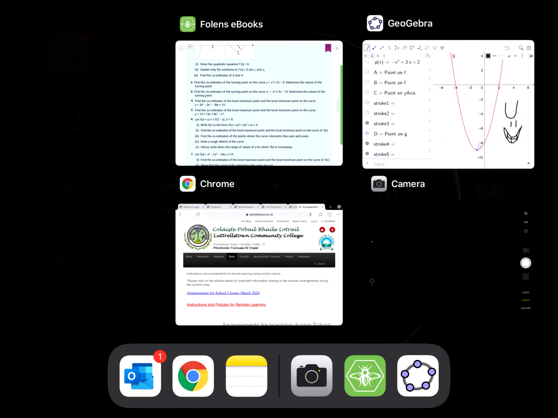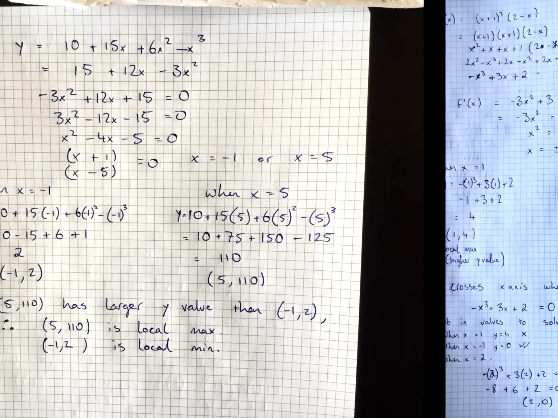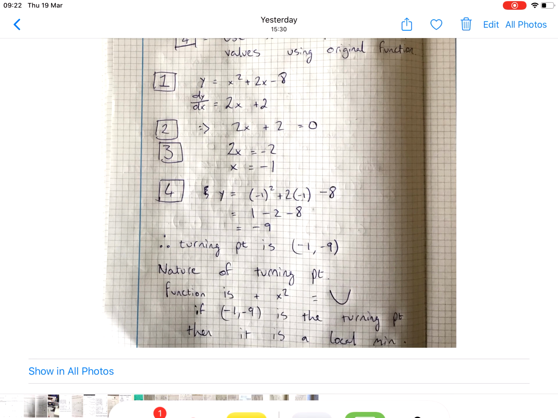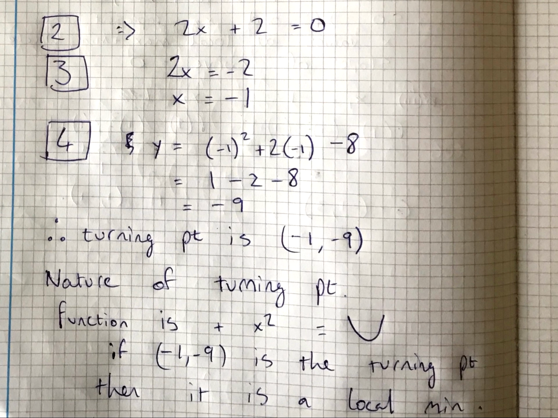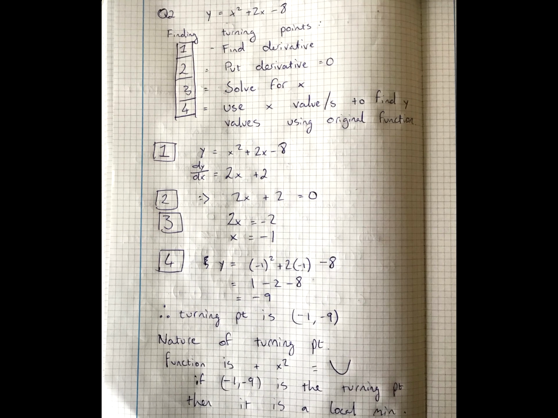So, as I've said in the written answer here, if I go back again, the turning point is -1, -9. Now, as I said, the function has a positive x squared value, so I have that U shape or that positive smile shape. And -1, -9 is the turning point, and it has to be a local minimum. It has to be a minimum because it's at the bottom of the curve. So the minimum means that it's the downward point where the function is coming down and then back up again. So this is our local min. And that's it. Done and dusted.